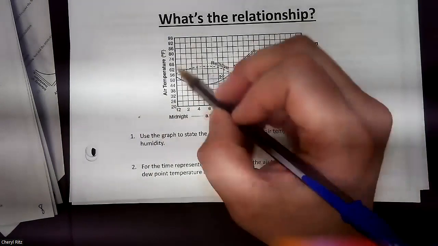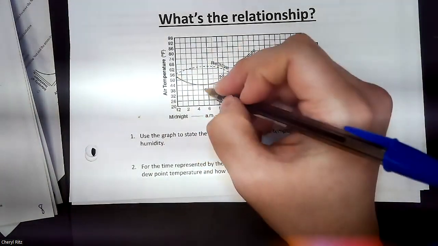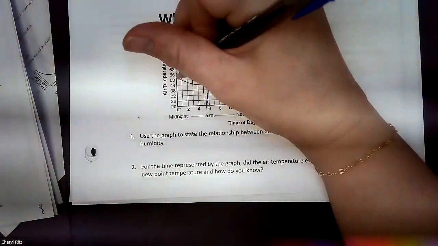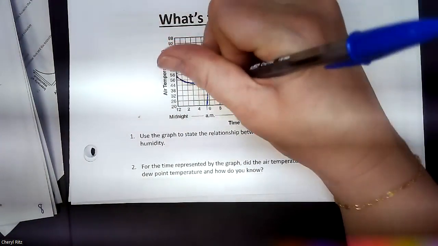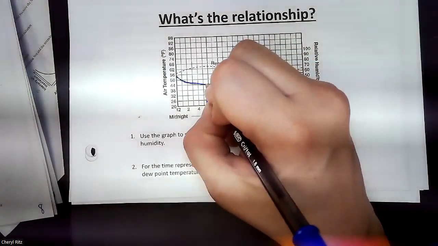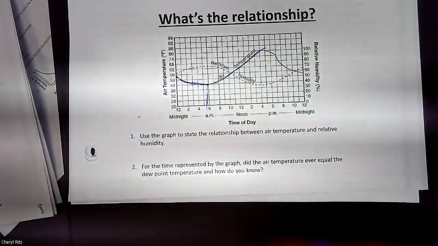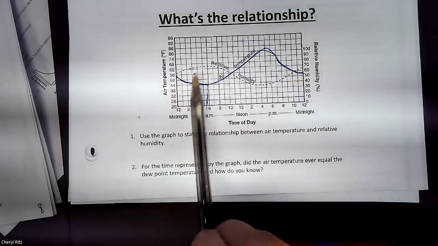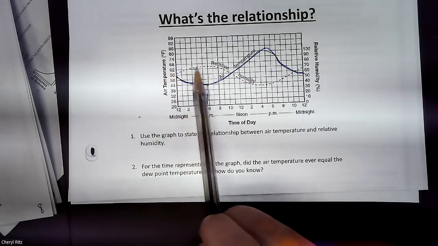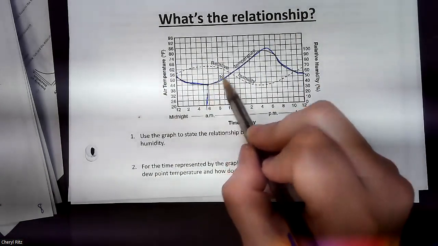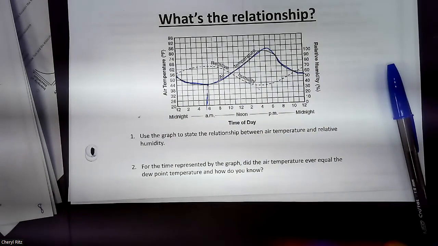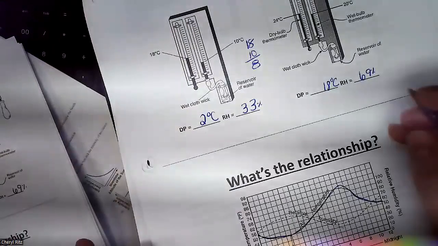What you need to notice is what's happening to the air temperature from midnight to like 6 a.m.-ish. Zach, air temperature is going down from midnight to 6 a.m. And then from 6 a.m. to about 6 p.m., the air temperature is going up, and then it steadily goes down after that. What is true about the relative humidity, though? When temperature's going down, what happens to relative humidity? It's going up. And then when temperature's going up, what happens to relative humidity? It's going down.